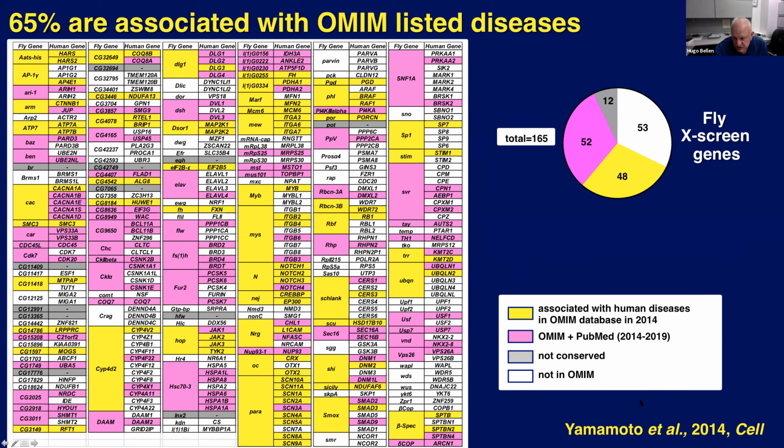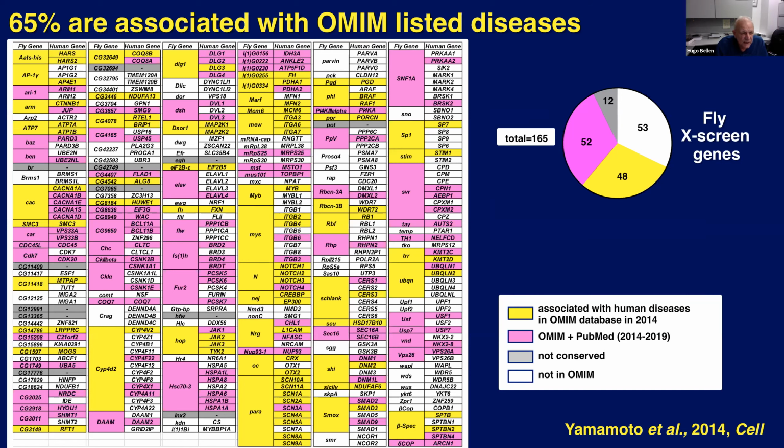So when we published this paper in 2014, about 30% of the genes, those that are labeled in yellow, were associated with human disease. And in the last 6 years, this number has more than doubled. And that shows you how intense the effort is to identify new human disease by the human geneticists.